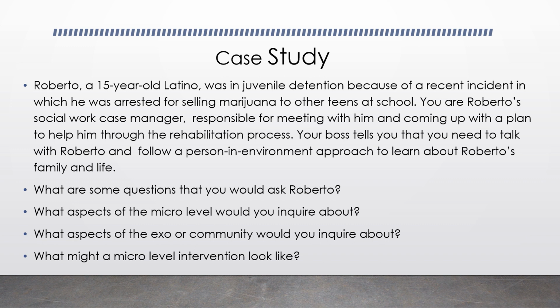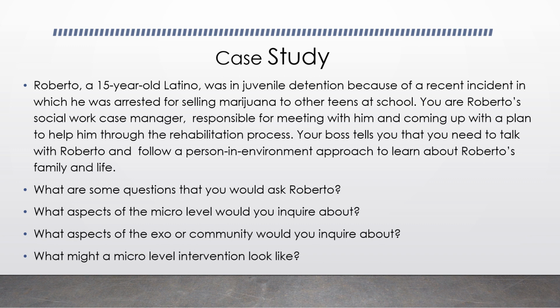Now, there aren't really any right or wrong answers in this case. This is just a chance for you to really think about the different levels, micro, meso, exo, macro, chrono, how they could be influencing Roberto, and what it might look like if you were really to work with him, and what an intervention at the micro level could really look like. So again, pause this video while you write down your answers to some of these questions. And when you're ready, go on to the next slide, and I'll just give you some examples of possibilities.